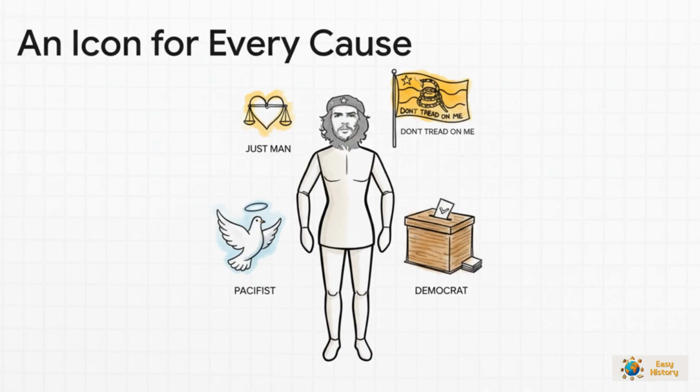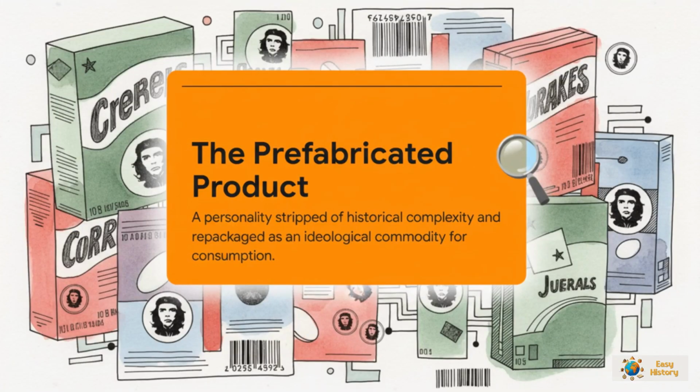He became this super flexible icon. Some called him a Democrat, others a libertarian, and in what has to be the biggest contradiction of his violent life, some even called him a pacifist. So the result, as the source material puts it, is a prefabricated product. It's an ideological pastiche. Basically, he became a commodity, an idea that could be made to order for any consumer, ready to be slapped onto any cause that needed a cool symbol of rebellion.